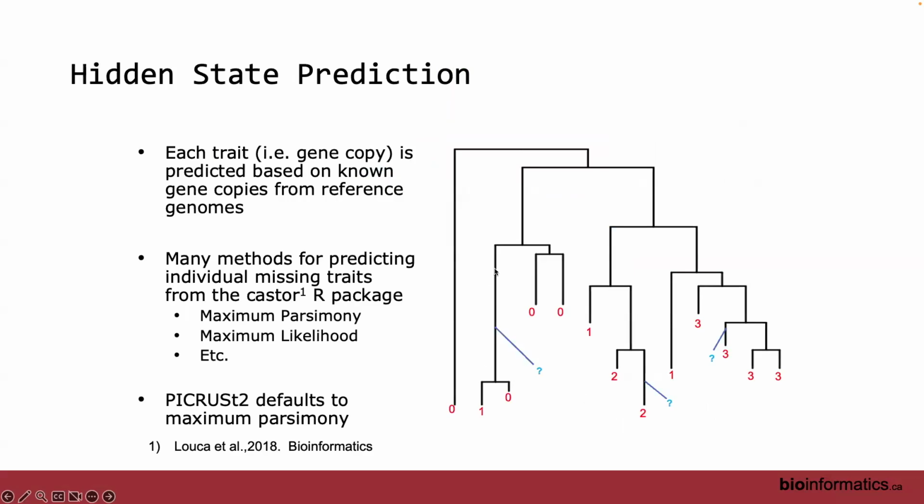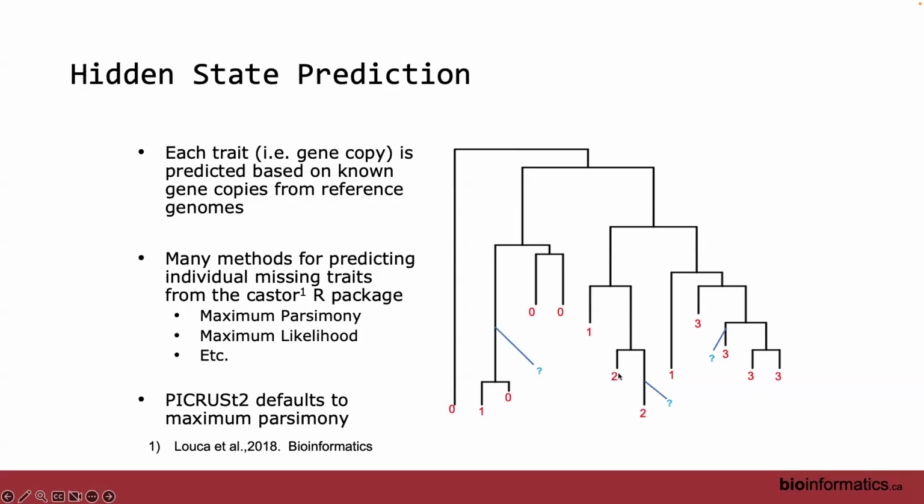We then do what's called hidden state prediction, which just means that now we use that big table of genomes by functions as our reference. And for every single function, we decorate this tree. These red numbers represent those numbers within that table for the tips of the tree where these are references, right? And then we add in our ASVs as question marks and say, okay, what's the most likely gene copy number for that trait within the tree?